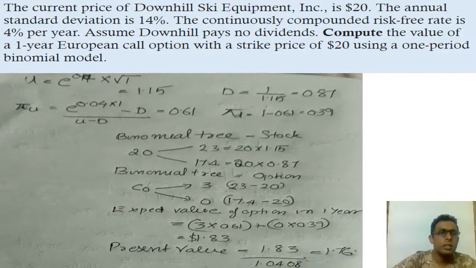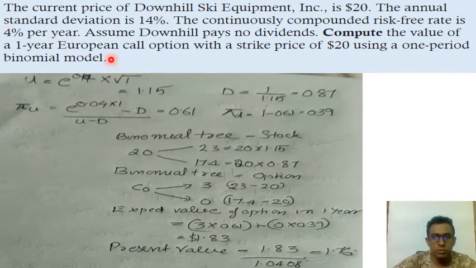So guys, consider this example. The current price of Downhill Excipients Incorporated is $20. The annual standard deviation is 14%. The continuously compounded risk-free rate is 4% per annum. Assume Downhill pays no dividends. Compute the European call option, 1 year, strike price 20, using a 1 period binomial model.